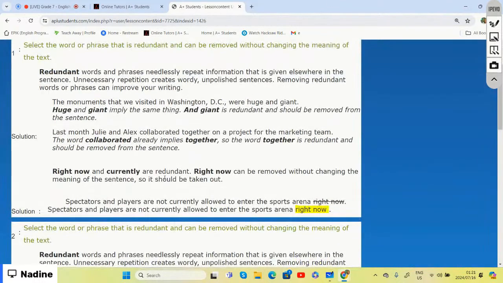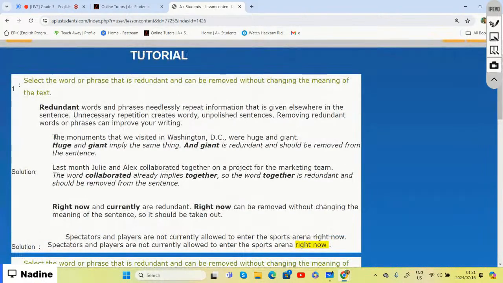All right. Then it says the huge monument that we visited in Washington, D.C. was huge and giant. So huge and giant imply the same thing because they are synonyms. And then we have giant, which is redundant and should be removed from the sentence.